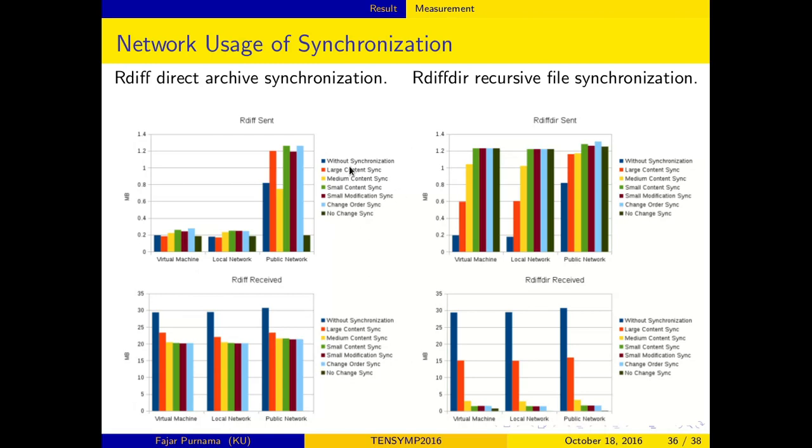The blue one is without synchronization. Then the large content synchronization, where we have one out of three course contents. And medium content synchronization, where we have two out of three contents. And small content synchronization, where we synchronize only the small link that was added on the master side. A small modification, where we change some text in the content. And the change order scenario, where we change the order of the course section. And finally, the seventh scenario, which is no change at all.